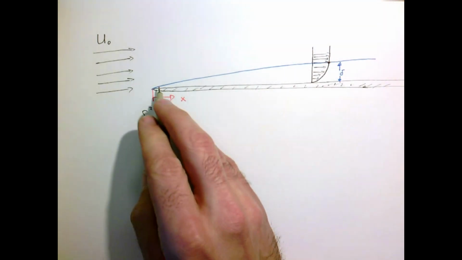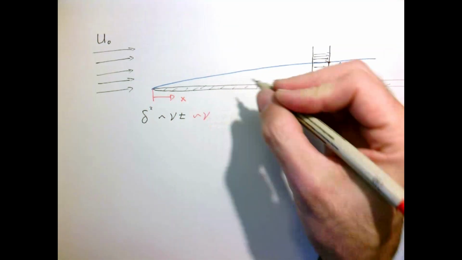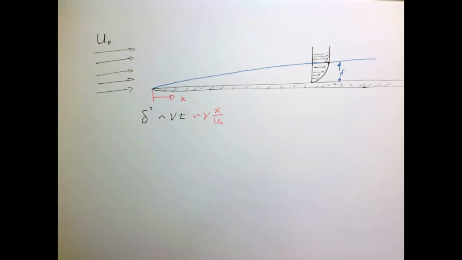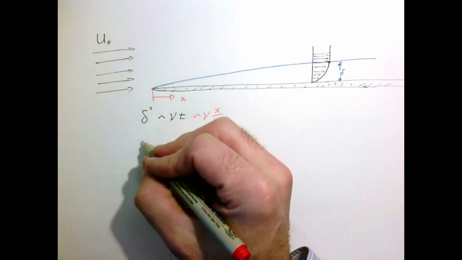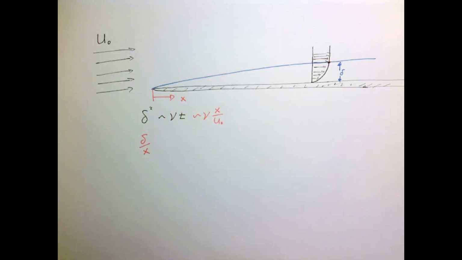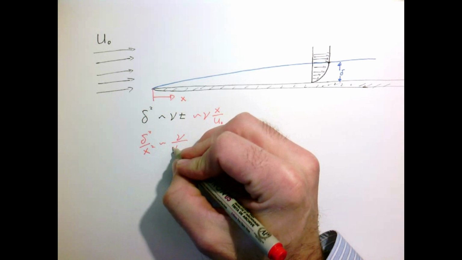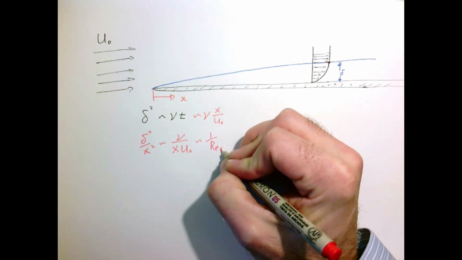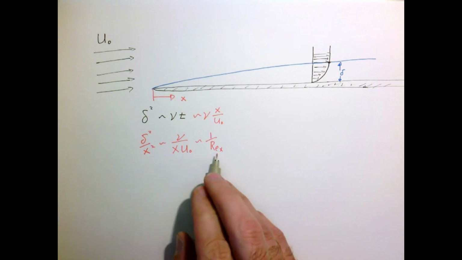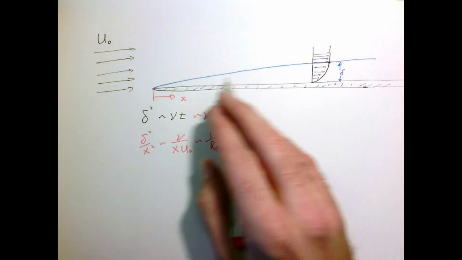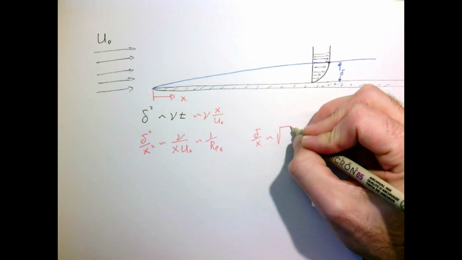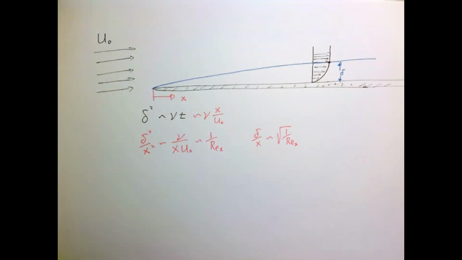So our coordinate direction x will look something like this. That means in this problem we replace time simply by the distance we've traveled, x, divided by u naught. We could rearrange this expression and put it in dimensionless terms. Actually, let's do it as delta squared over x squared being something like nu over x u naught. Now we see that this is a dimensionless number, which is really the Reynolds number based on x. So our length scale in our Reynolds number is x, the distance from the leading edge to the point where we're interested in knowing what delta is. So we could also write this as delta over x being something like the square root of 1 over the Reynolds number, where the Reynolds number is based on x.